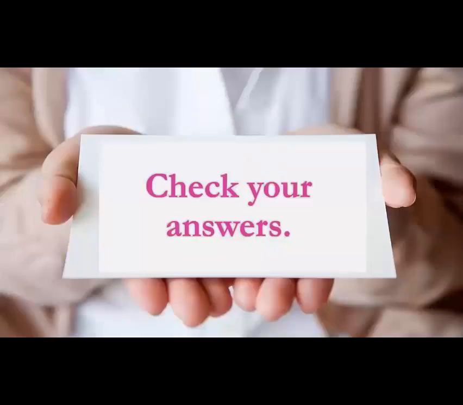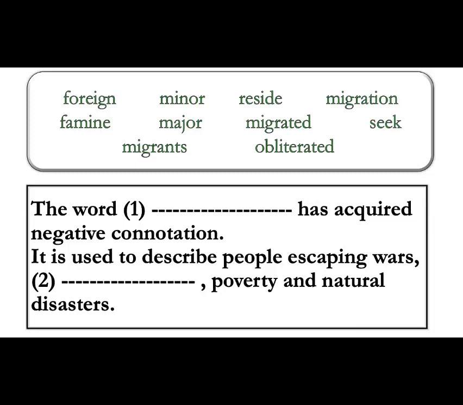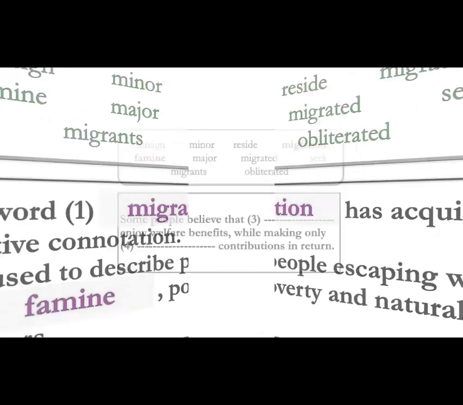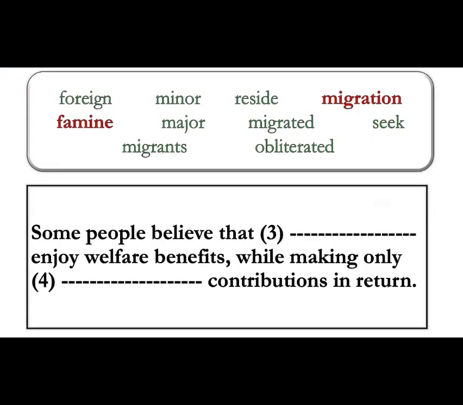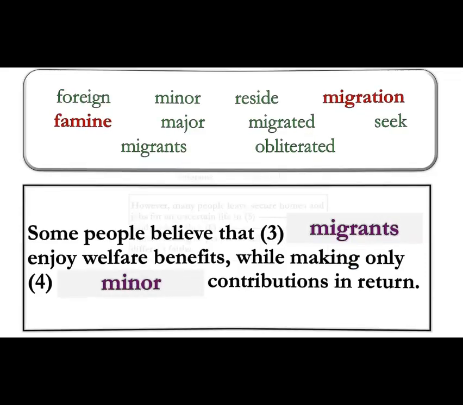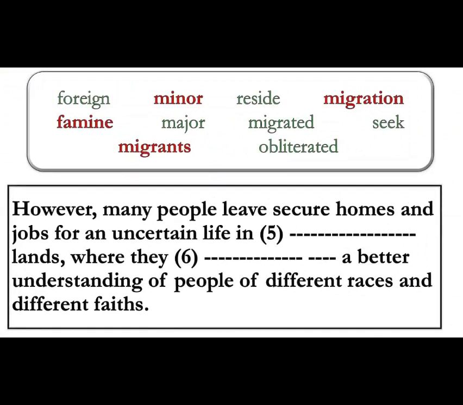Now, let's check our answers. The word migration has acquired negative connotation. It's used to describe people escaping wars, famine, poverty, and natural disasters. Some people believe that migrants enjoy welfare benefits while making only minor contributions in return. However, many people leave secure homes and jobs for an uncertain life in foreign lands where they seek a better understanding of people of different races and different faiths.